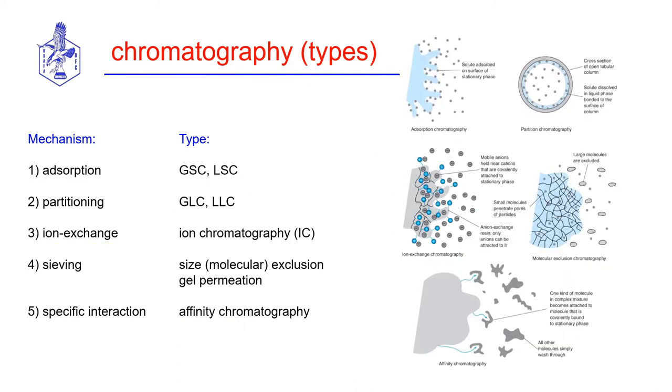This slide illustrates the same as the previous. It's just a different illustrator. So, just if it makes more sense, this illustrates our adsorption methods. This illustrates our partitioning methods. This illustrates our ion exchange methods. This illustrates our gel permeation or size exclusion. And this illustrates our affinity chromatography.